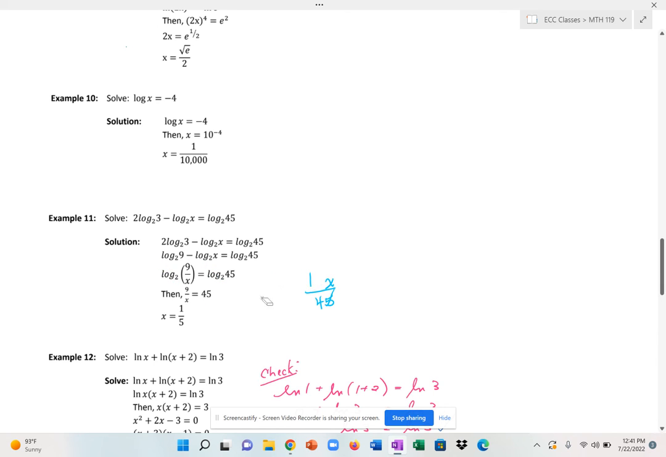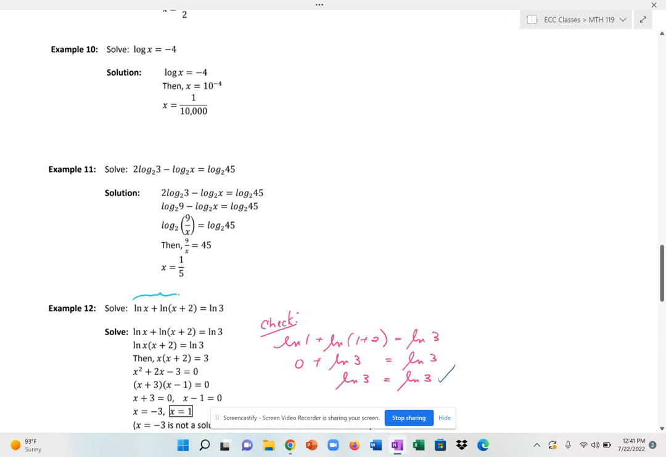Okay, number 12 is very similar, except it's a natural log, but I need to collapse these two natural logs into a single one. And this time I'm going to use my product law. So the natural log of x plus the natural log of x plus 2 is the natural log of x times x plus 2. Then I have a single logarithm on each side. You can ignore the logarithms and just solve for what's left. So the equation that I'm solving is x times x plus 2 equals 3.